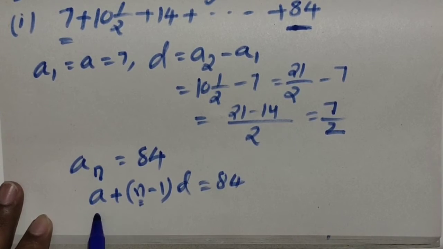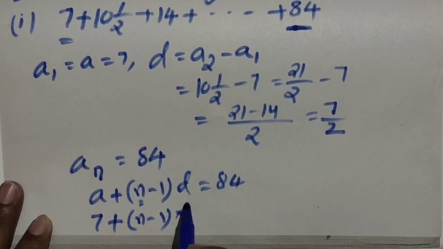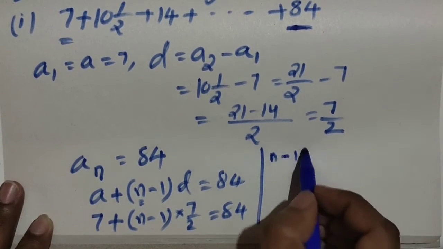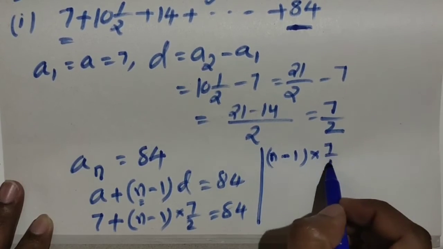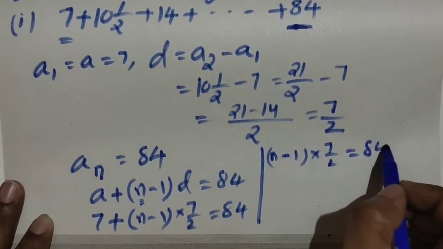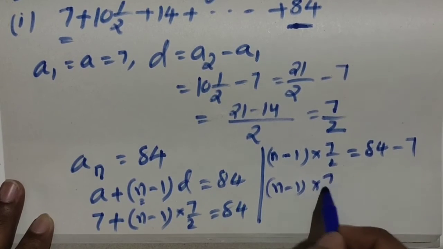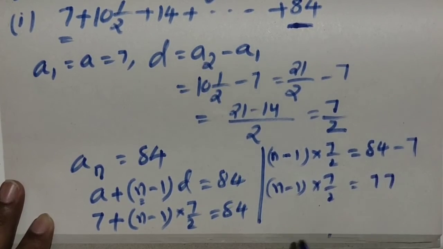Okay, so a value is here 7, n minus 1 into d value 7 by 2 is equal to 84. Now take this 7 to right side. n minus 1 into 7 by 2 is equal to 84 minus 7. n minus 1 into 7 by 2 is equal to 77.